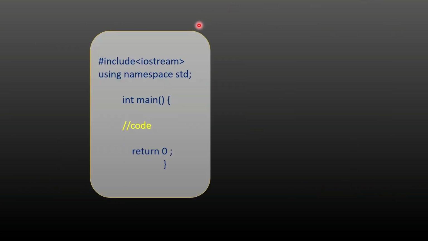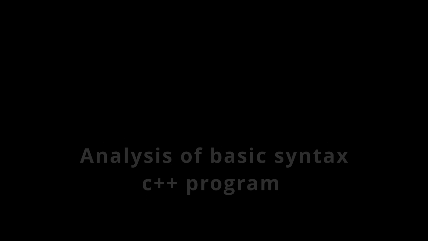Now we will see the basic syntax or format of C++ code. Here is the basic syntax of a C++ program. First #include <iostream>, then using namespace std; then int main, then the starting curly brace, then the ending curly brace. Here we will write our code.